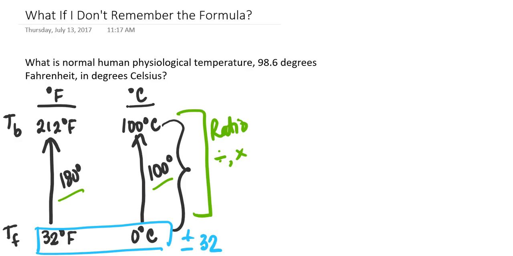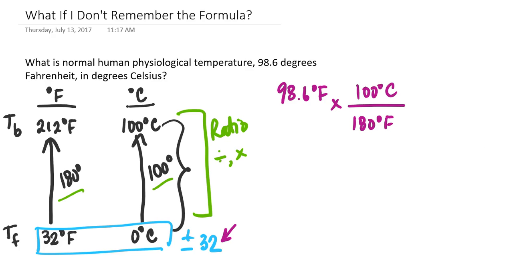So going back to the problem, all right, let's have a look. I'm starting with 98.6 degrees Fahrenheit. Now, I'm going to have to decide, should I correct for the different starting point first, or should I correct for the different range? Well, if I were to try and correct for the range, then I would have to divide by 180 degrees Fahrenheit, multiply by 100 degrees Celsius so that my Fahrenheit units would cancel. Right?